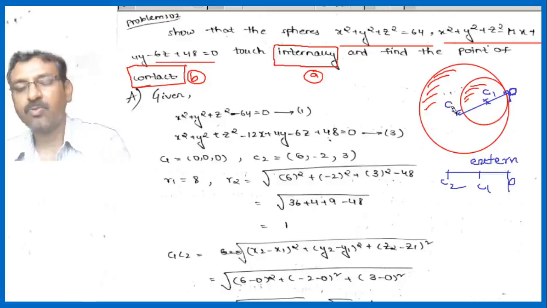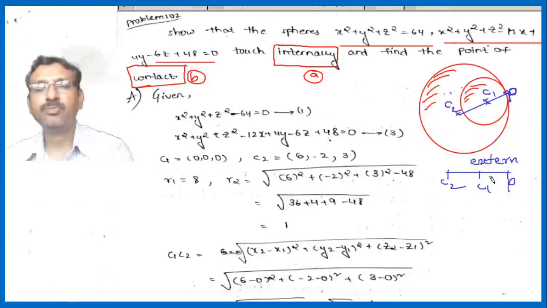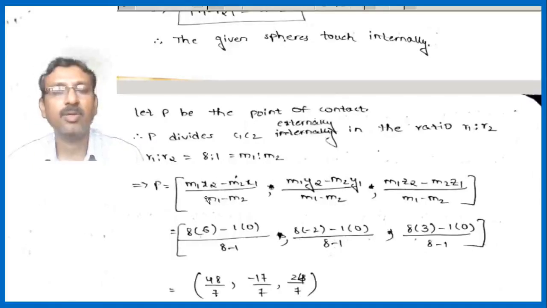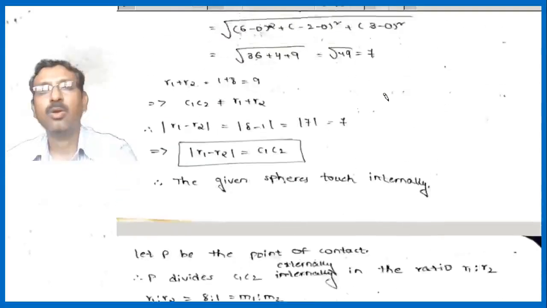To find the coordinates of P, we use the previous formula, but instead of plus we take minus. So here is the formula: m1x2 minus m2x1, we are taking minus. Okay, we use the formula.